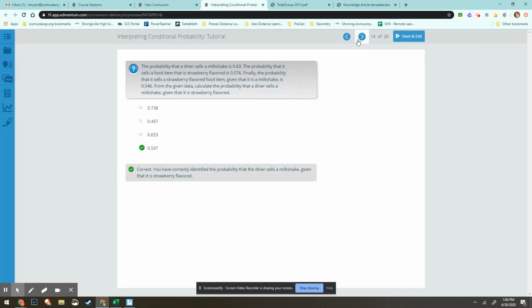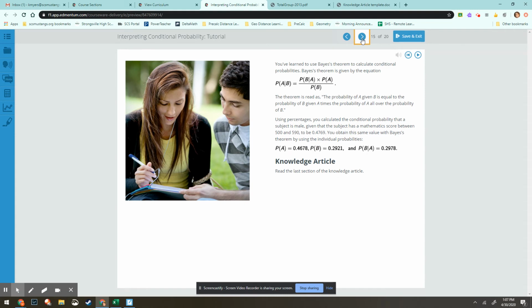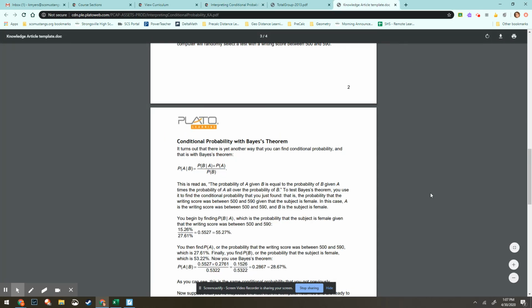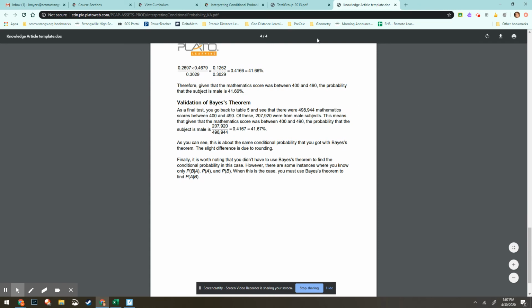Okay. And so this is an example of when you would have to do Bayes' formula. And this is just saying, hey, you could have done it the other way, which is way easier. So my advice is don't use Bayes' formula unless you have to. And again, on this activity, this is wanting you to validate Bayes' formula, which is looking down here.